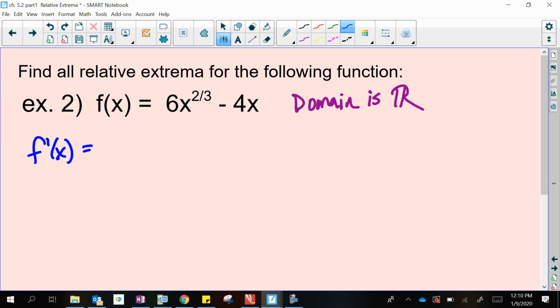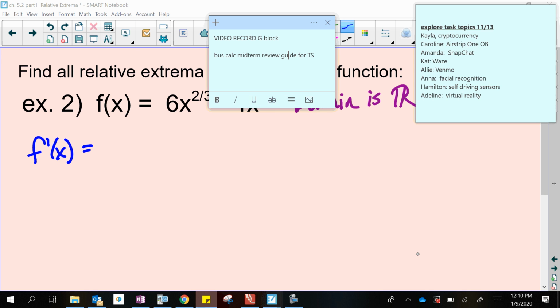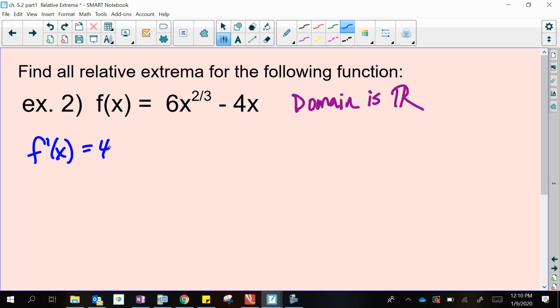So we bring down the 2/3. What is 6 times 2/3 going to give us? 4. Awesome. So 4x to the -1/3 minus 4. If we rewrite that, we get 4 over x to the 1/3 minus 4. So this is the whole reason why I've been so obsessive about rewriting it, right? Because now when we start to solve it, we really need to know that that really is in the denominator, right? Okay, so is everybody good with this being the derivative?